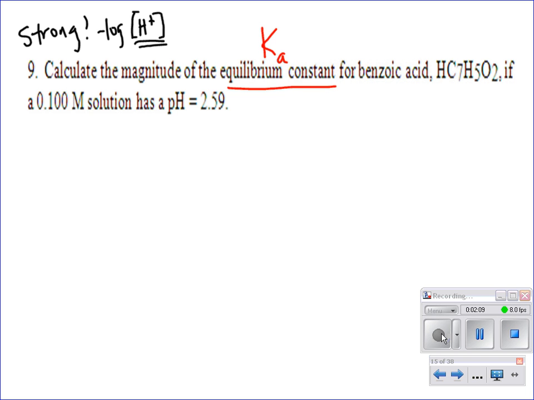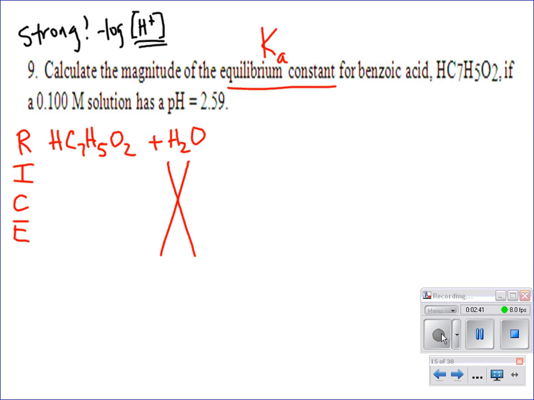So anytime you start a RICE table for an acid or base, I want you to follow these steps. I don't care what the textbook says. The textbook doesn't have you add water all the time, but it makes your life so much easier. So always take your weak acid, or base if it's a base, and add it to water in your RICE table. So you get HC7H5O2. I want you to add it to water. Water's a liquid, so that goes out.